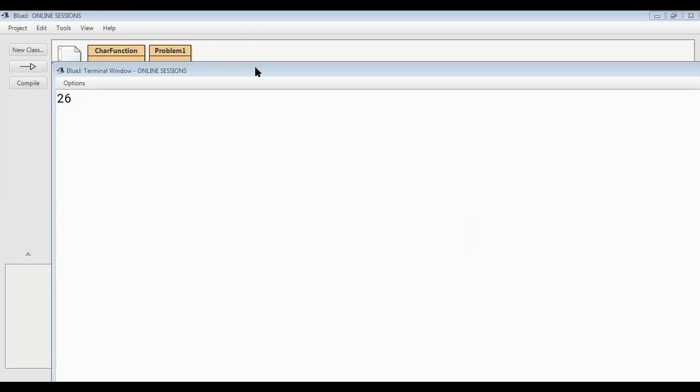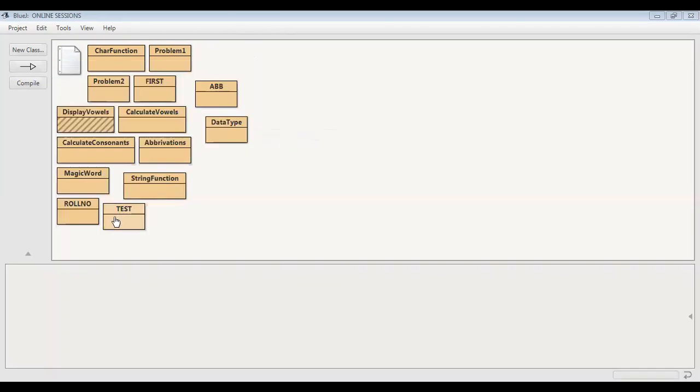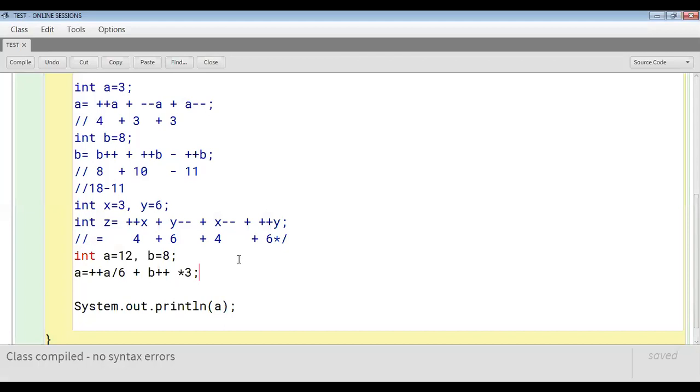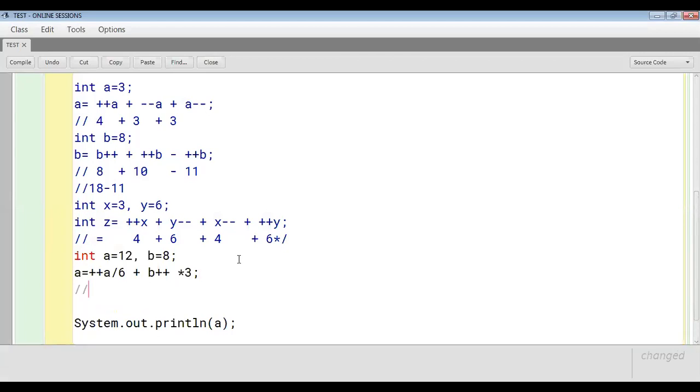So let's see how we are getting the answer as 26. Okay. See here. Now, what's the initial value of A? The initial value of A is 12. Okay. And it is plus plus A. So plus plus A means it will change before action. It's a prefix operator. So it will change before the action. So here it becomes 13 divided by 6 plus B plus plus.